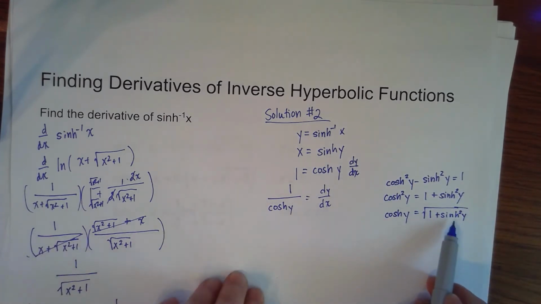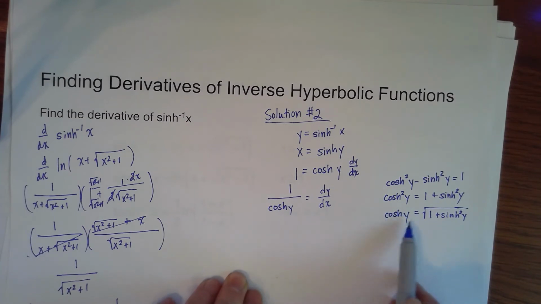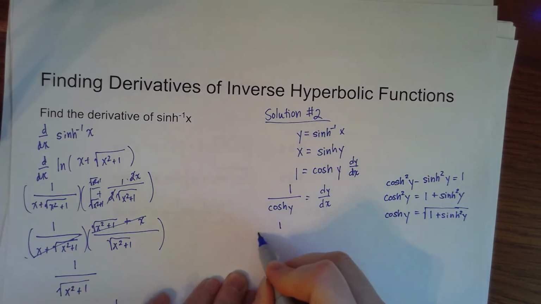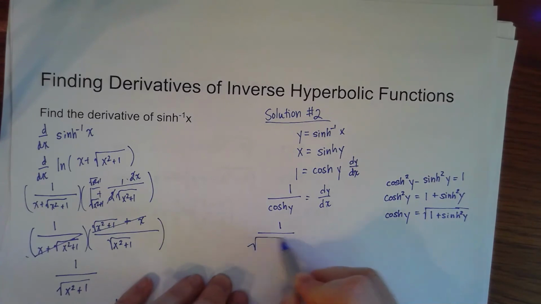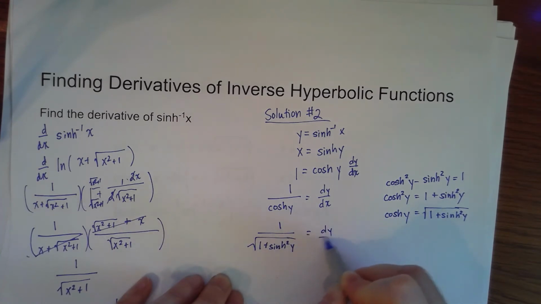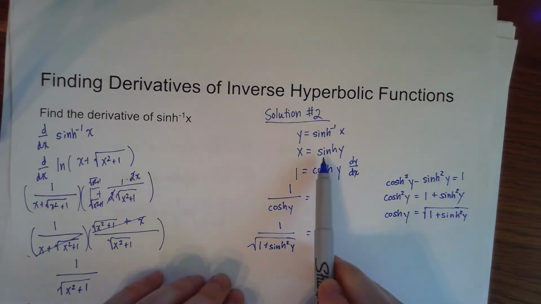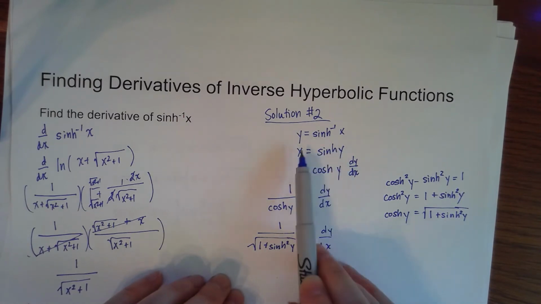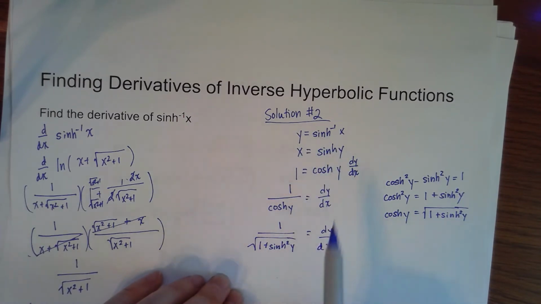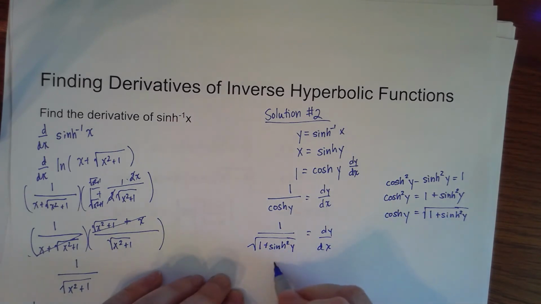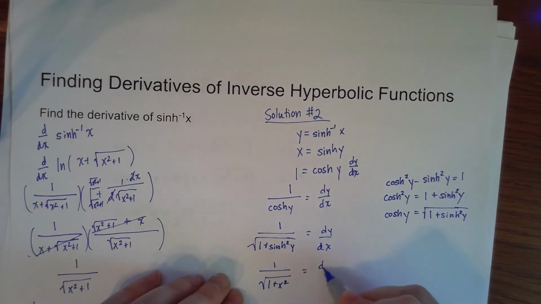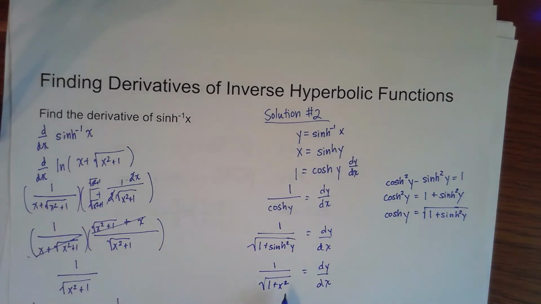Okay, so we can make that substitution for the hyperbolic cosine. So this will be the square root of 1 plus hyperbolic sine squared of y. Okay, and notice that the hyperbolic sine of y is just x. So we can substitute x in for hyperbolic sine, and this will be 1 over the square root of 1 plus x squared is the derivative. Okay, which gives us exactly the same thing that we got before.